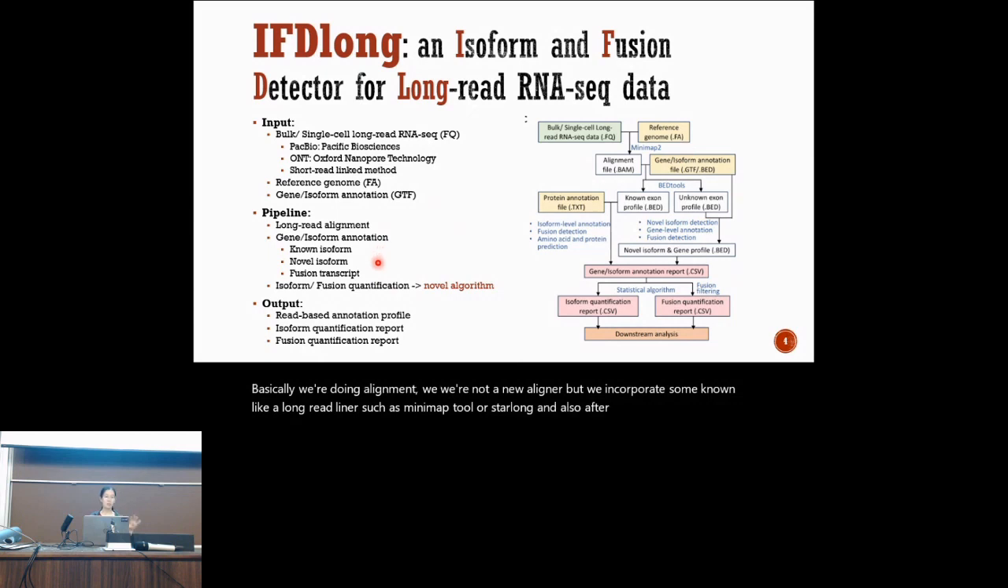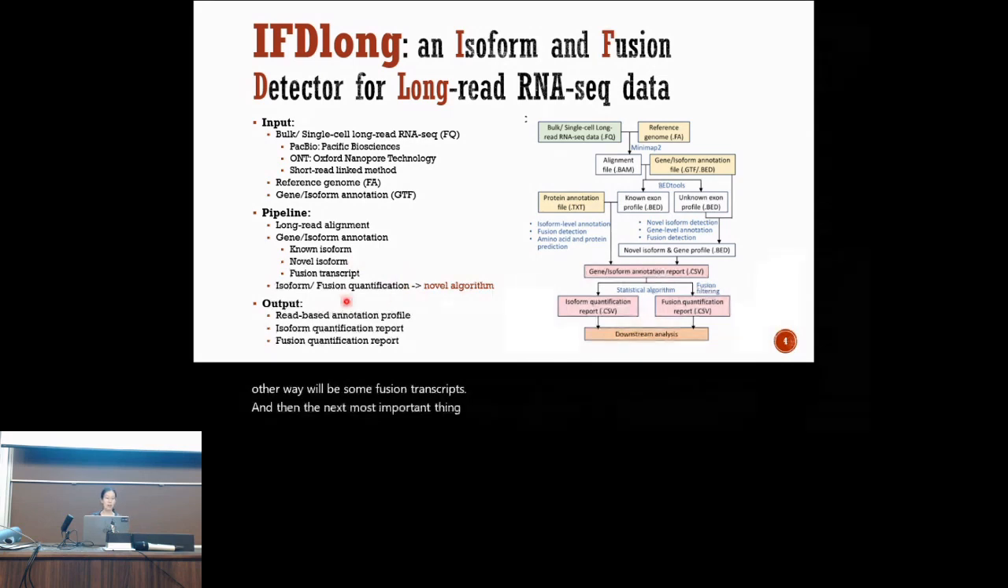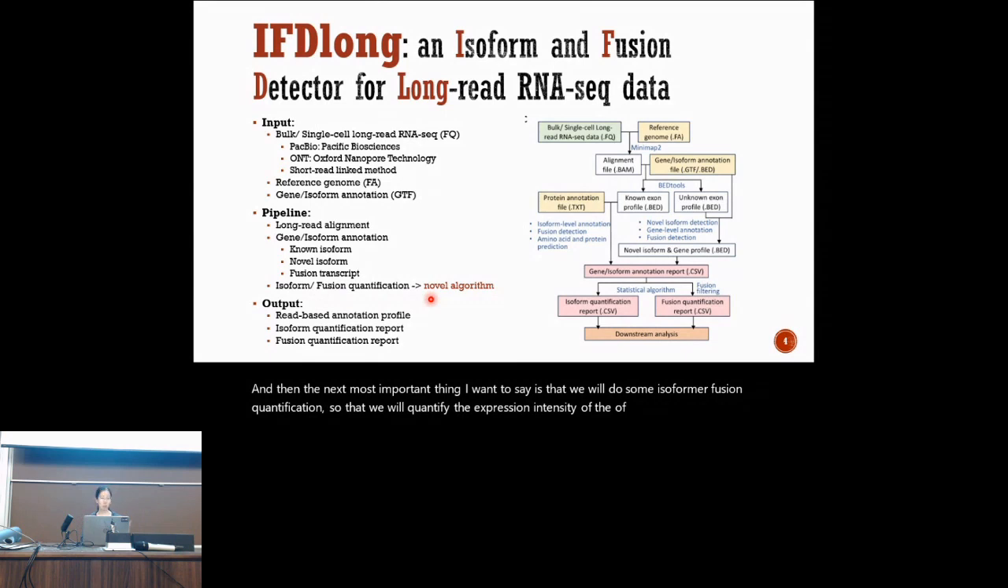And after that, we can do the annotation, which can be known isoforms, novel isoforms, or fusion transcripts. And then the next most important thing I want to say is that we will do isoform or fusion quantification, so that we will quantify the expression intensity of the isoform or the fusion transcript. Definitely our output will be a long read-based annotation profile, and also the expression metrics as well.